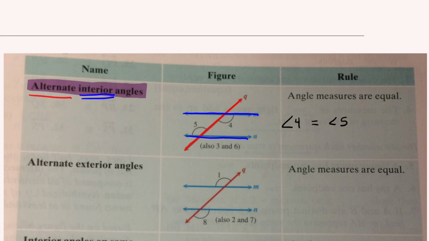Now our next rule is that of alternate exterior angles. So alternate means that it's on either side of the transecting line, which we see in this case. Angle 1 is to the left, angle 8 is to the right. But exterior means it's outside of the parallel lines. So these would be angles that are exterior. So alternate exterior angles are equal, so angle 1 equals angle 8.